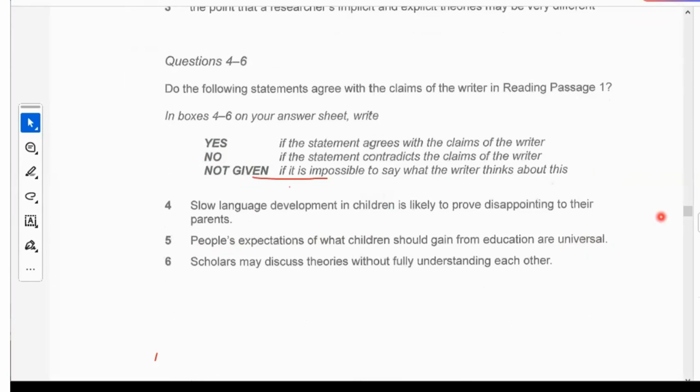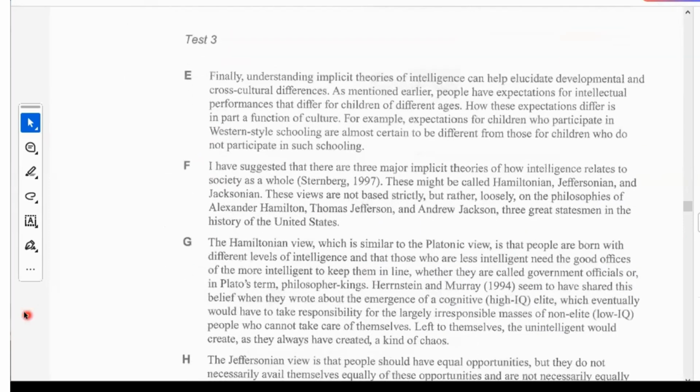And then number 6, scholars may discuss theories without fully understanding each other. Scholars may do what? Scholars may discuss theories without what? Without fully understanding each other. So let's go back to our passage. Scholars may discuss theories. Now look at paragraph F. Is there anything about discussing theories? I have suggested 3 implicit theories. These might be called, these views are not based strictly, but rather loosely on the philosophies of, okay?